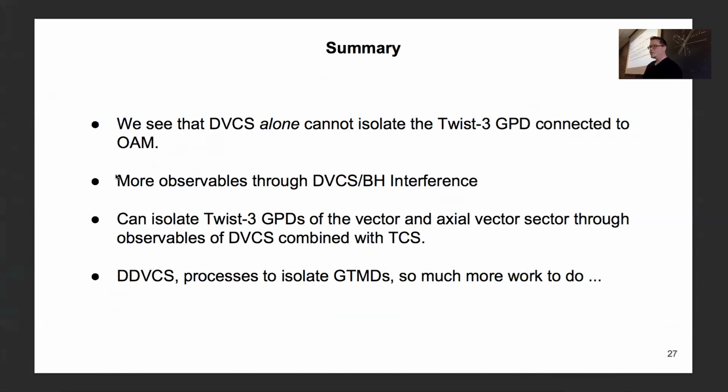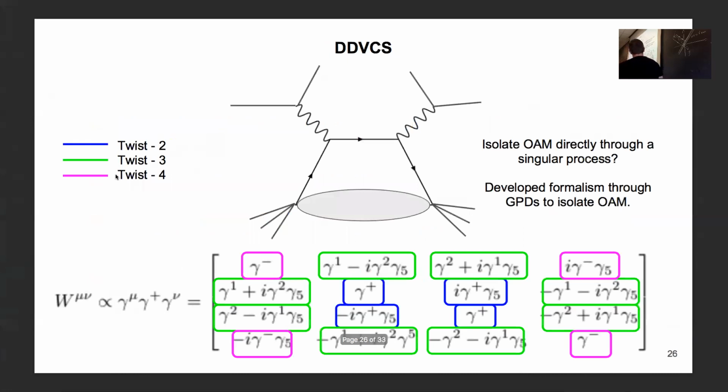So other questions? What's double DVCS? So in DVCS, you would just have this. Yes. Double DVCS is where you have a virtual photon on both sides.